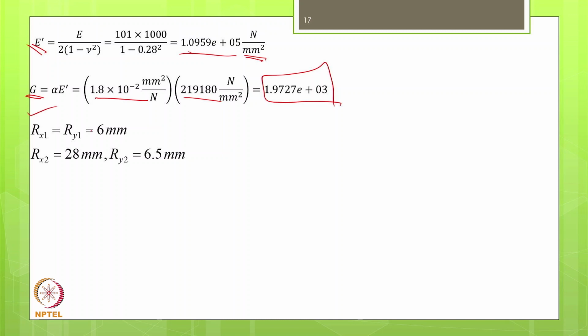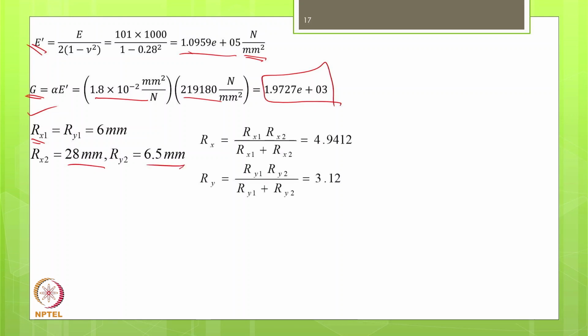Now coming to Rx, the ball radius will be the same in both cases. However, the ring radius in the circumferential or rotational direction is 28 mm and in the perpendicular direction is 6.5 mm. So we need to calculate the effective radius in the x direction and the effective radius in the y direction. The effective radius in the y direction is turning out to be 3.12, while the effective radius in the x direction is turning out to be 4.9412.